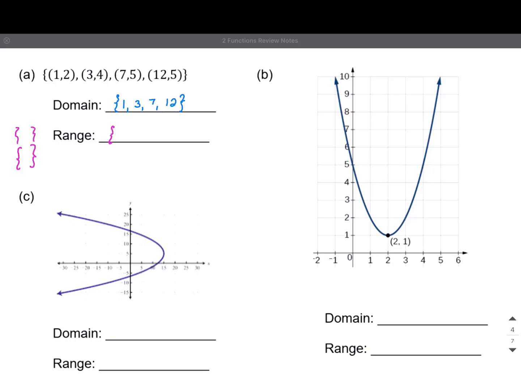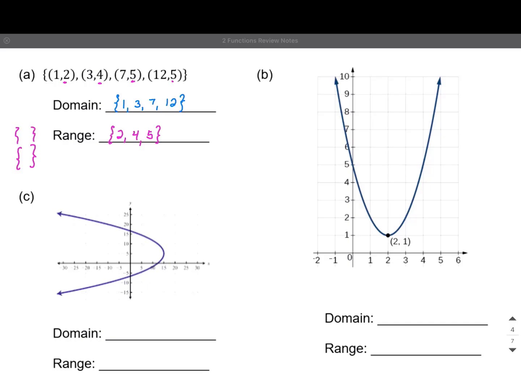So now for the range, we're looking for the Y values. 2, then 4, then 5, and then it's 5 again, but I'm not going to write it again. Do not put the same number in more than once. That's our range. We're done. Let's look at example B.